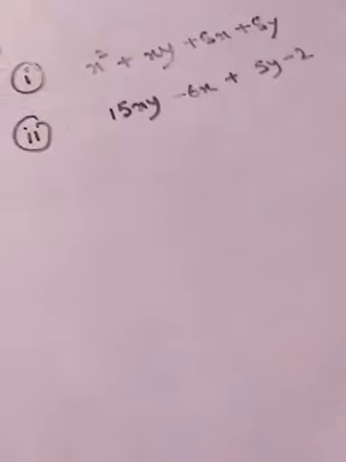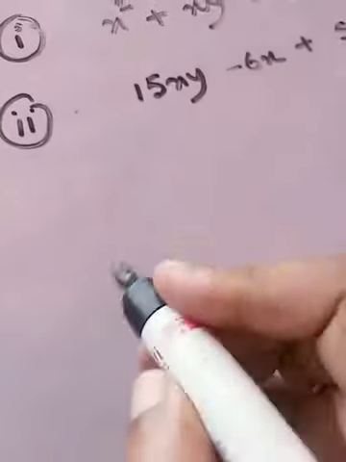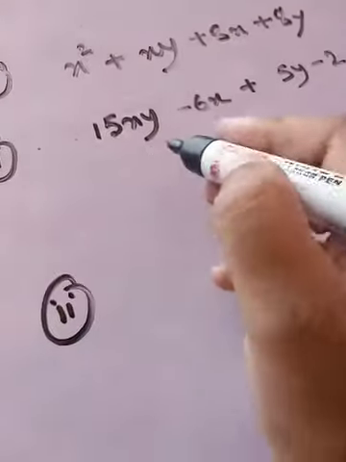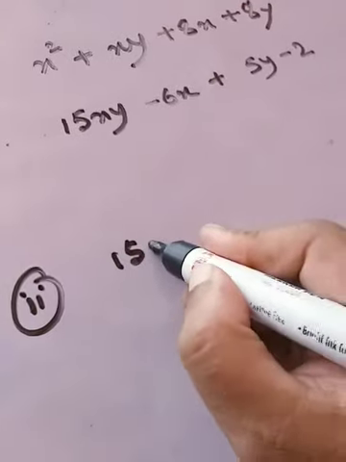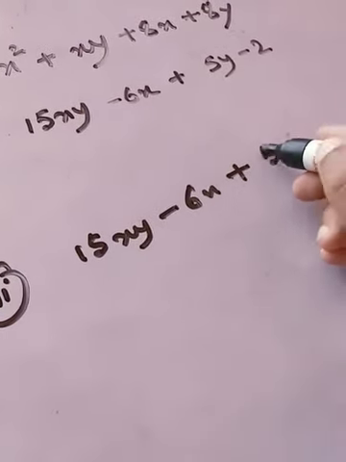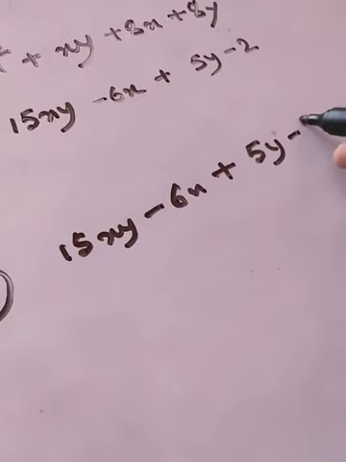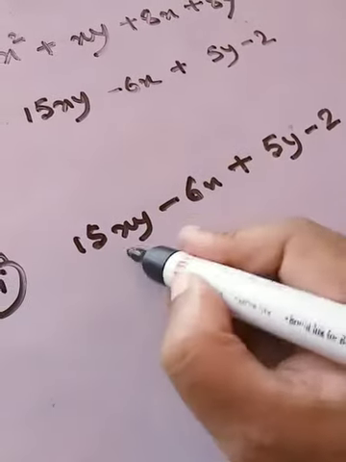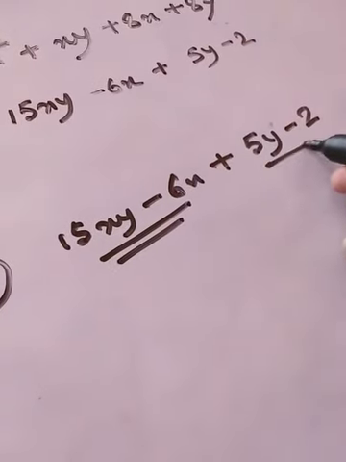Now let's move on to sum number 2. Don't worry, I'm quite sure that most of you have understood also. Now again we will write the question. That is 15xy minus 6x plus 5y minus 2. Okay, I will divide this into 2 groups, that is this and this.